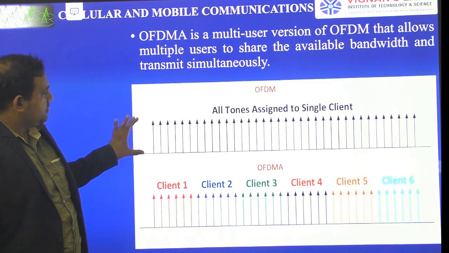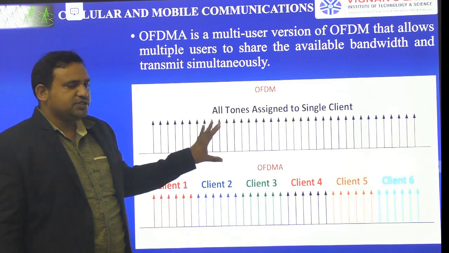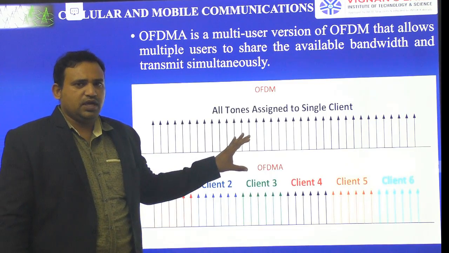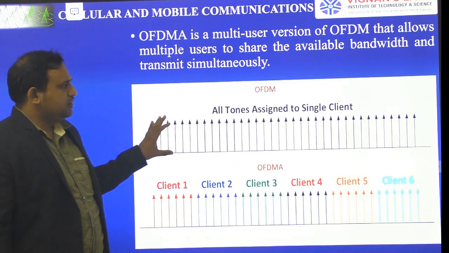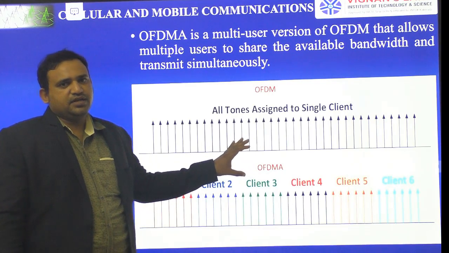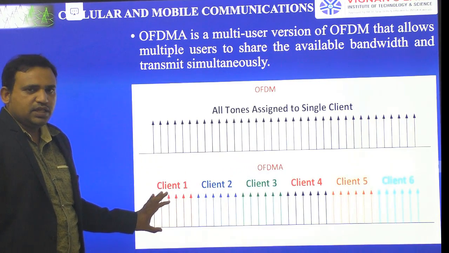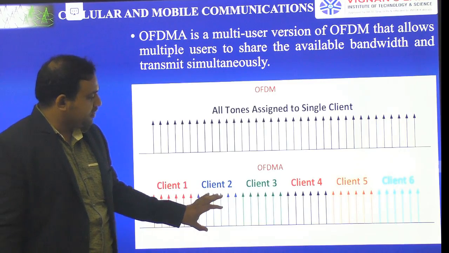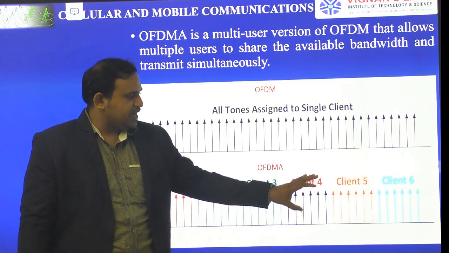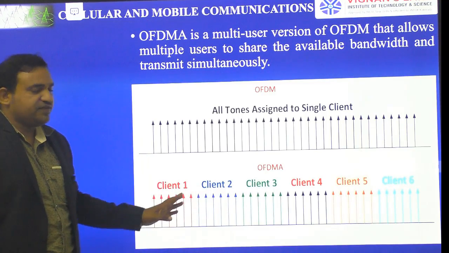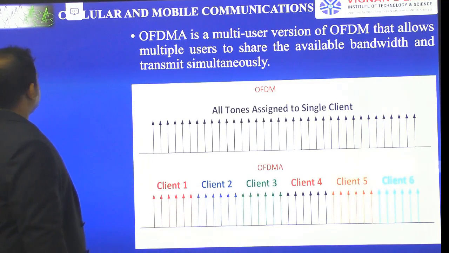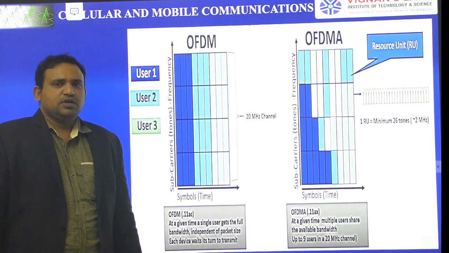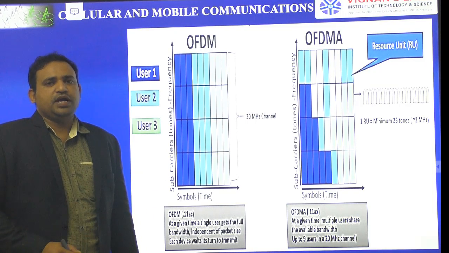See the figure. Here all tones are assigned to a single client. Here it is using OFDM only, and only one single client is assigned. But in OFDMA, there are n number of clients we can assign simultaneously. Client 1, client 2, client 3, client 4, client 5, client 6, represented by different colors. So this figure represents the difference between OFDM and OFDMA.